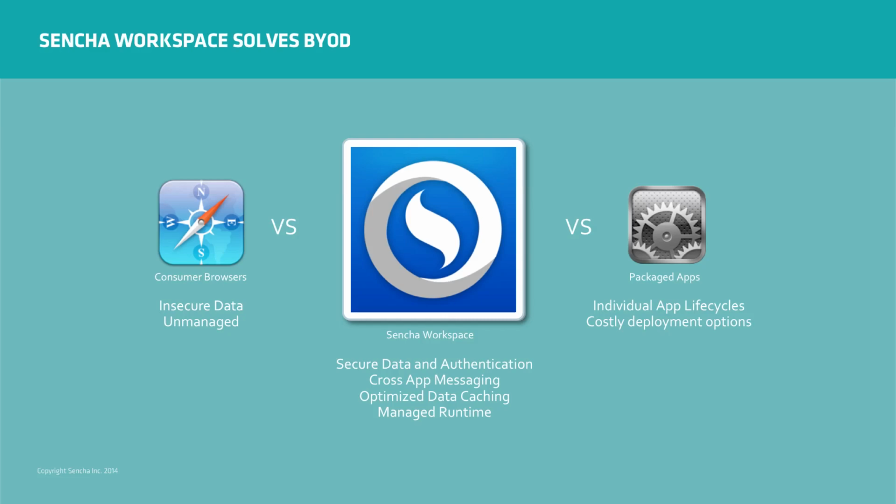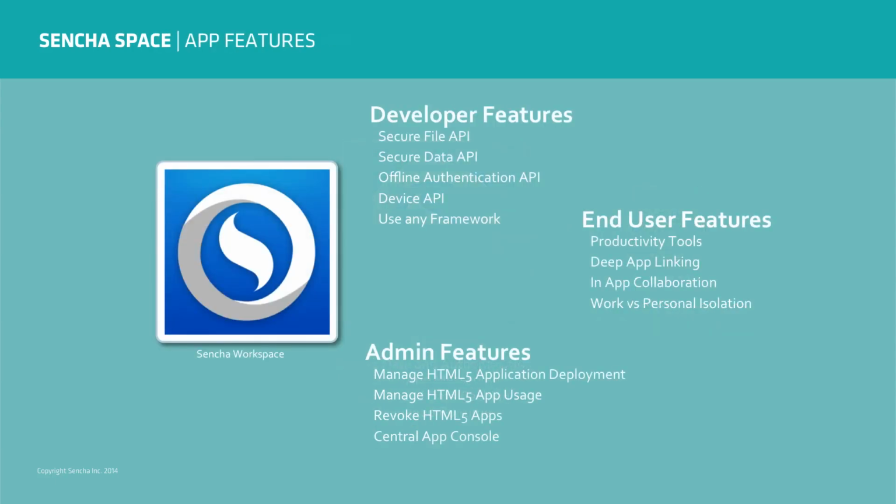Sencha Space solves these problems by giving you the best of both worlds. You can build secure web applications and deploy them quickly across many devices and platforms, all using HTML5. Here's a quick hit list of features that you get with Sencha Space. In short, it solves very unique problems for developers, for administrators, and for end users. Things that you simply can't do with Cordova and PhoneGap.